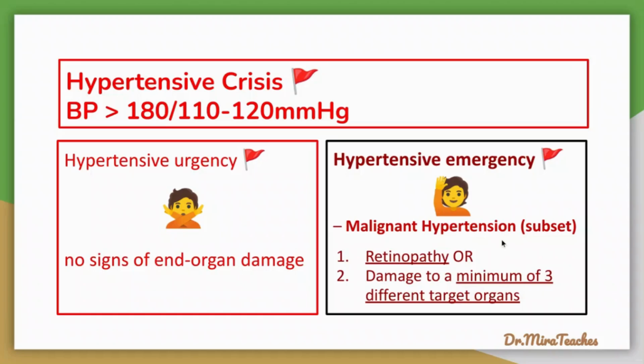So remember, malignant hypertension is a subset of hypertensive emergency. It just means that the patient has this BP or higher plus retinopathy. If there is no retinopathy, but you are able to pick up a minimum of three different target organ damages, then you have malignant hypertension. So that's where malignant hypertension comes in. So that's very simple.